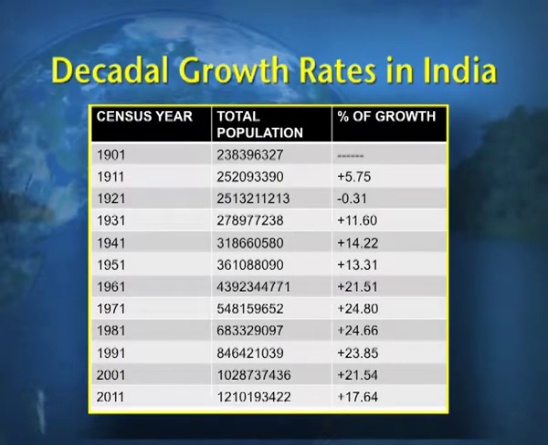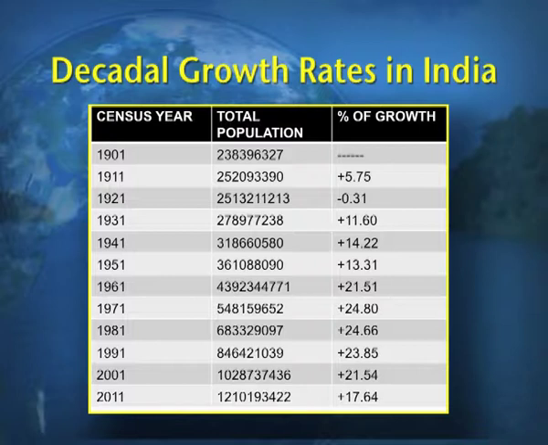Now, look at the screens, children, and you can see a table showing the decadal growth rates in India. There are three columns. One column shows the census years, the second, the total population of the corresponding census year, and the third column shows the percentage of growth.